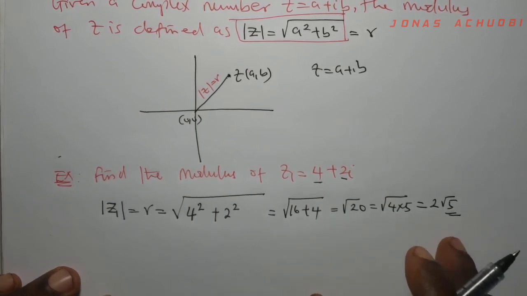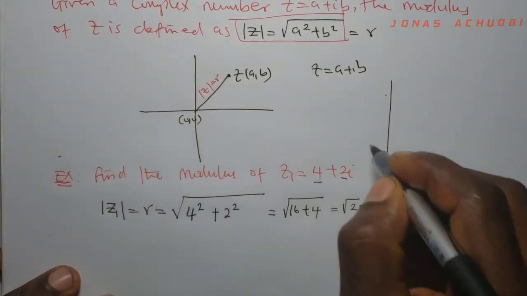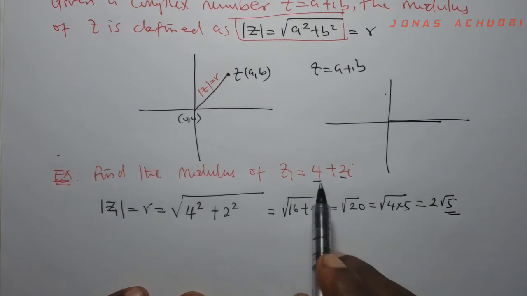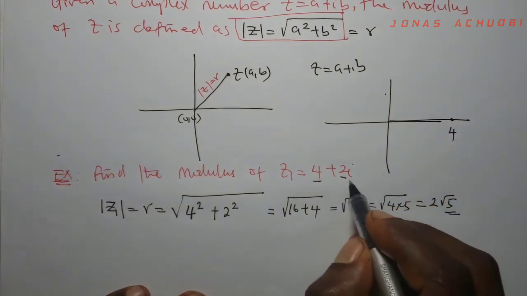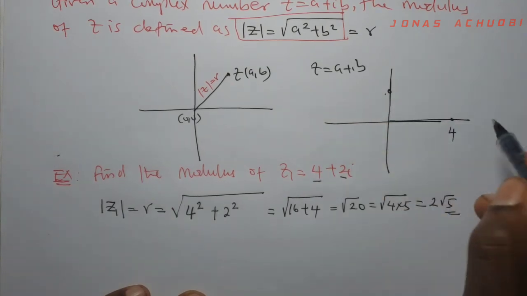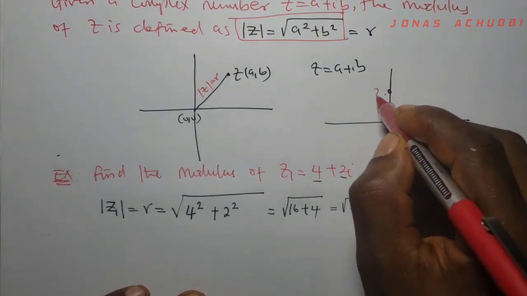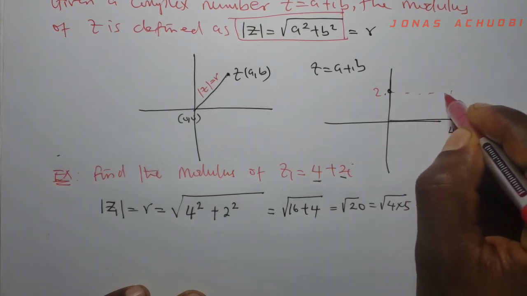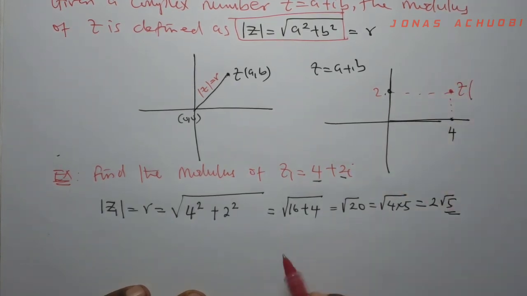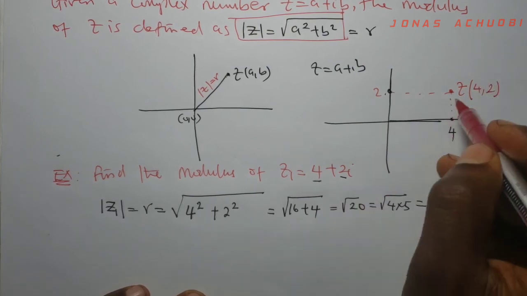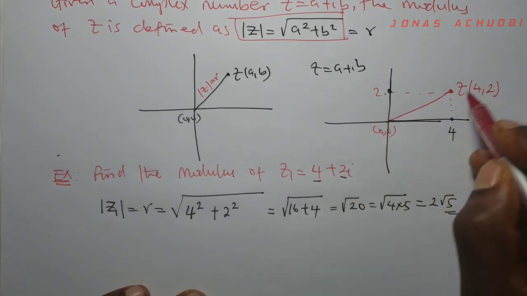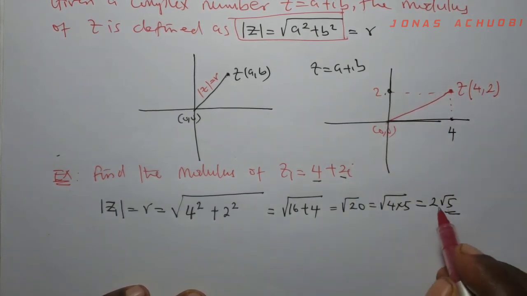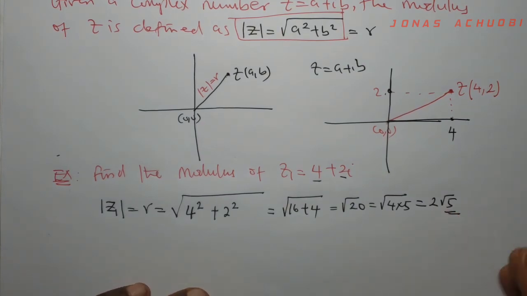So what this simply means is that on our Argand diagram, or Argand plane, if we locate this complex number z1 equal to 4 plus 2i, the real part is 4, so 4 is somewhere here, call that point 4. The imaginary part is 2, somewhere here, and the complex number meets here. So this is z, the point (4, 2). What we are saying is that the distance, the length of this complex number from the origin to this point, is 2 root 5. That's what we mean by the modulus of a complex number.